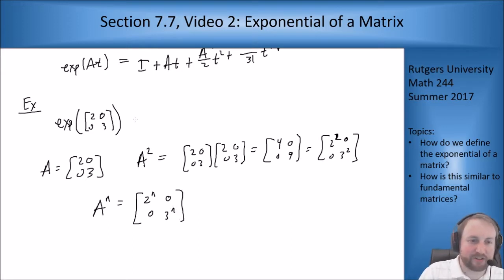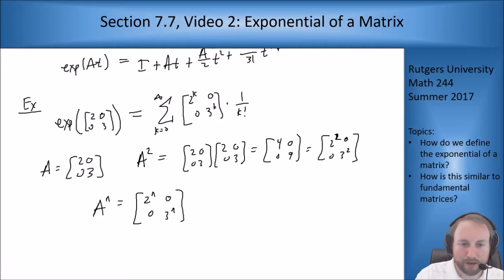So if I go back out to my exponentials, this is going to equal the sum from k equals 0 to infinity of 2 to the k, 0, 0, 3 to the k times 1 over k factorial, because each power A to the k is just going to be 2 to the k, 3 to the k. And now I can pull everything inside. I can move the sum inside as well. I get the matrix with sum k equals 0 to infinity of 2 to the k over k factorial, 0, 0.